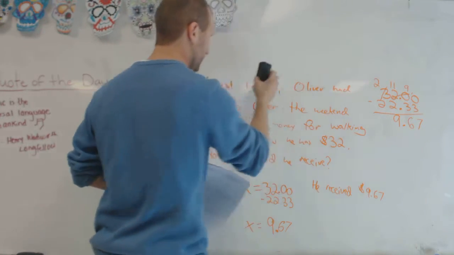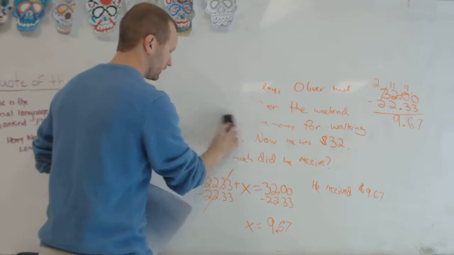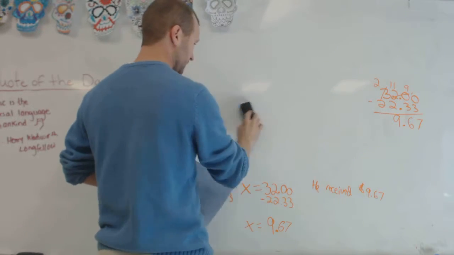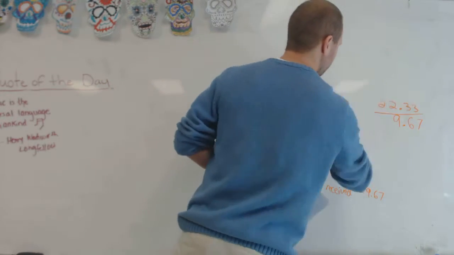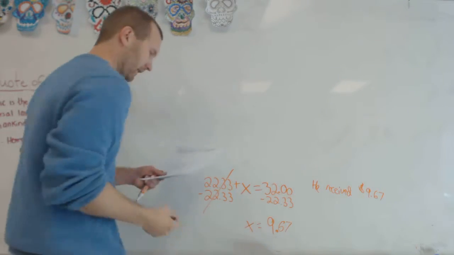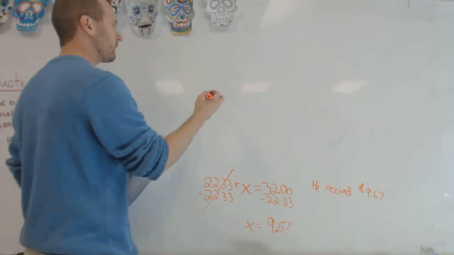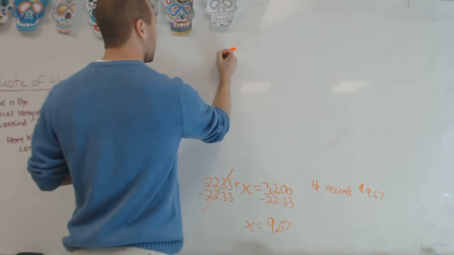Can I erase the problem here? Yeah. Alright. You guys can finish writing down your work. Now they won't all have decimals. Excuse me. They won't all have decimals. Some of them will just be full whole numbers, right?